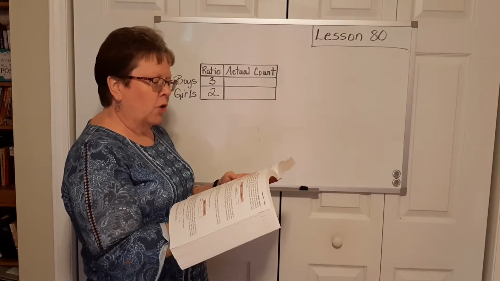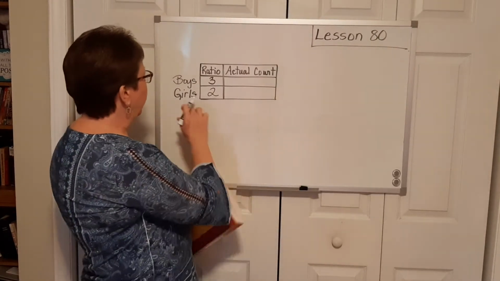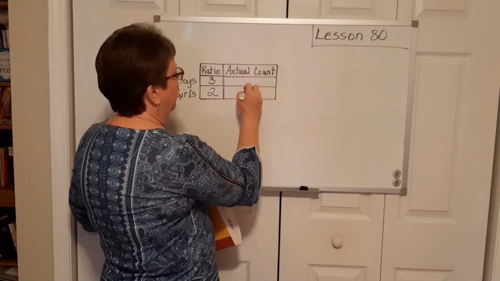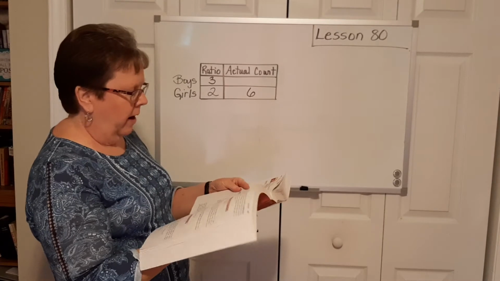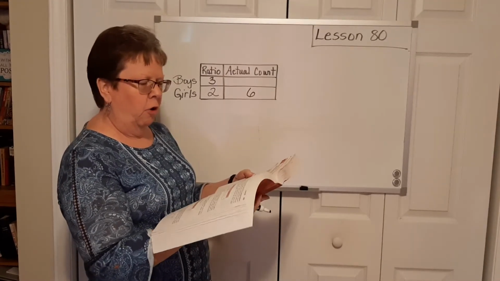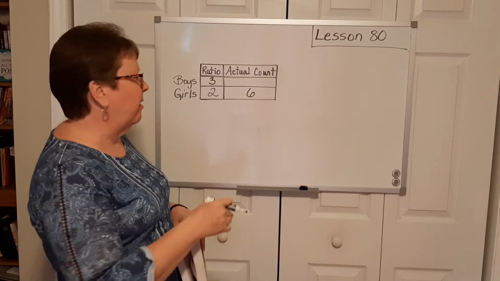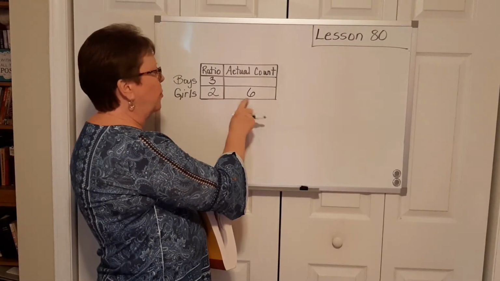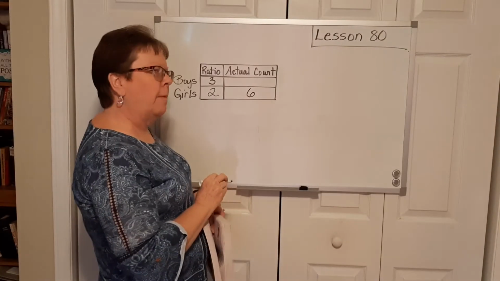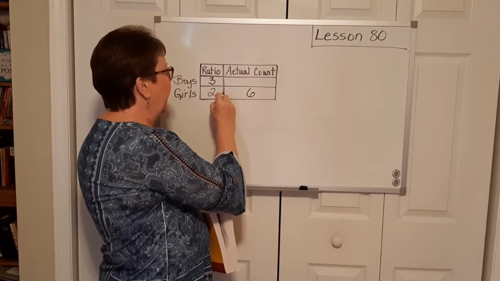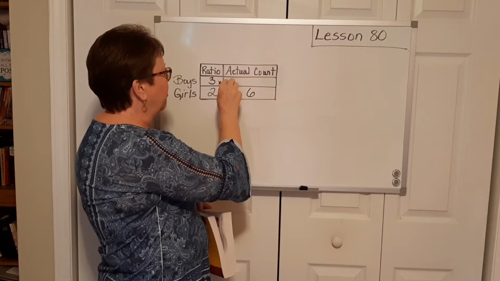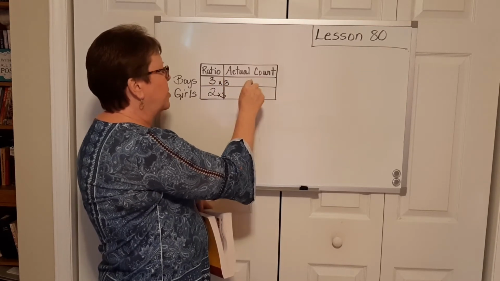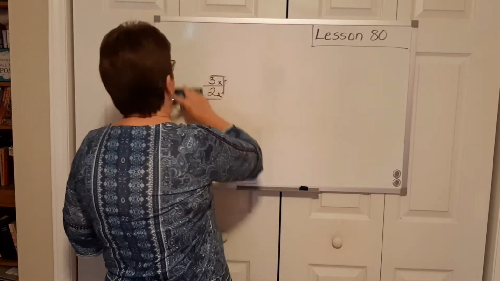Now it says if there were 6 little girls. So here's our girls. Then it says, how many little boys were there? Well, let's look at this. This is pretty easy to figure out. How do you get from 2 to 6? Well, we could multiply, couldn't we? 2 times 3 would be 6. So if we multiply this one times 3, we need to multiply that one times 3. So 3 times 3 would be 9. Pretty simple ratio problem there. Now, let me do another one with you.